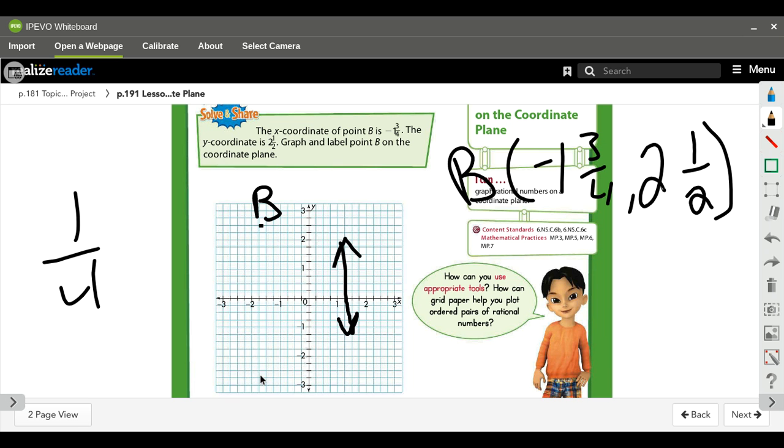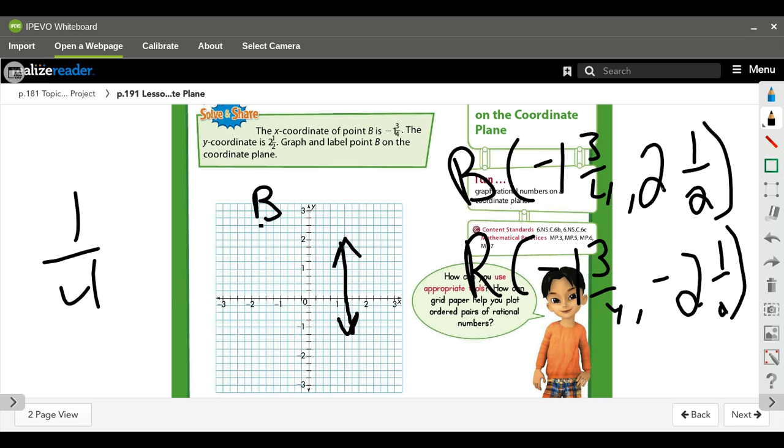And what I know about quadrant 3 is that all of the values are going to be negative. So -1 3/4 stays the same, but 2.5, I'm now going to use the opposite of 2.5, and I get -2.5. So I'm going to go ahead and reflect that.